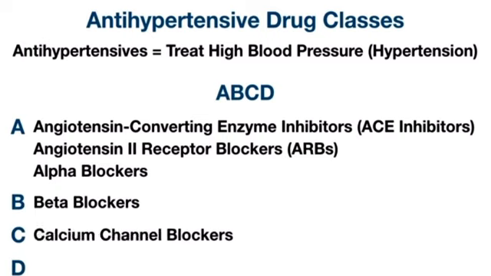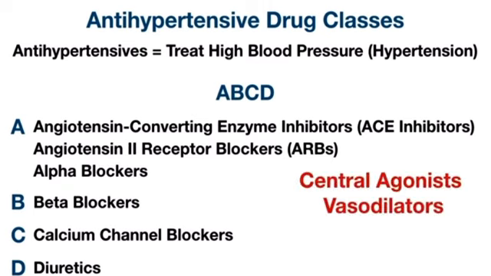The C will stand for calcium channel blockers. Finally, the D is to help you remember diuretics. While there are other antihypertensive medications out there, these are the main ones and generally the more common ones. You might also learn about central agonists and vasodilators. You can use the C to remember central agonists, and you can use the D to remember dilators for vasodilators. So as you can see, this gives you a great way to organize the main antihypertensive drug classes, so write this down and keep it in your notes.